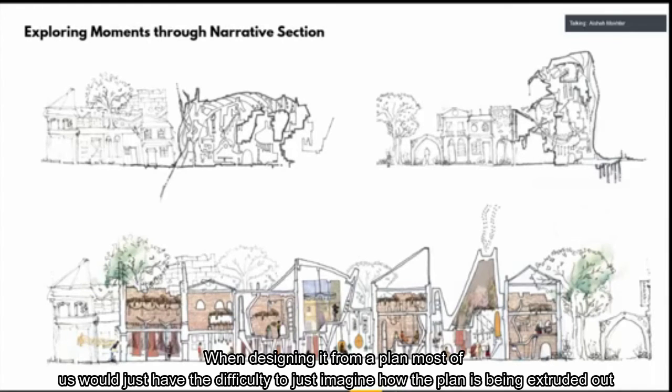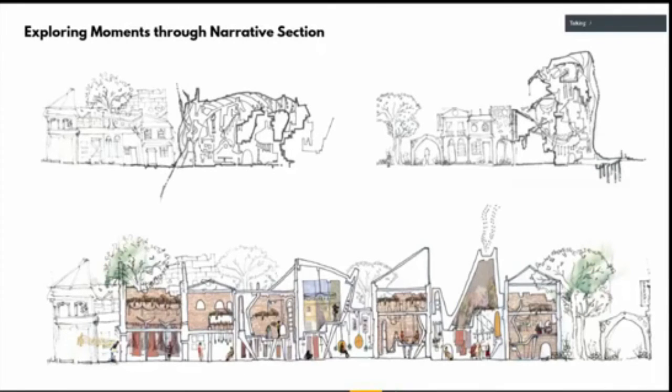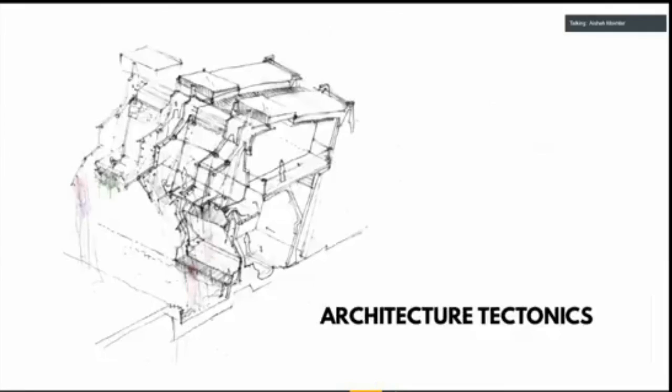Because when you're designing from a plan, most early, lower-year students have difficulty imagining how the plan will look once it is extruded, so they wouldn't know what to do. Maybe designing from a section could change that perception a little bit. I think it's a bit more organic.